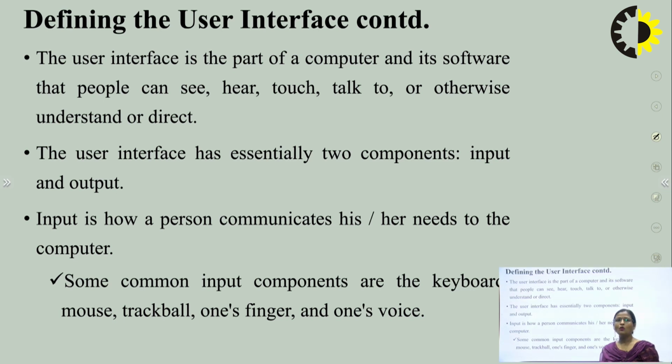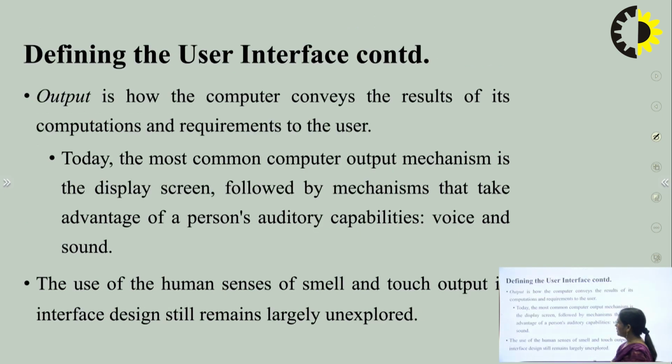Input means how a user can give input to the computer. So there are many devices available. The common input components are keyboard, mouse, trackball, finger, which means a touch screen, and voice recognition. Then output. Output is the device, that means how we can get the output from the computer. So for getting output, there is a display screen, or there may be a speaker or printer. So these are the outputs.